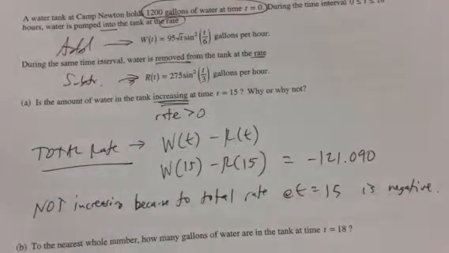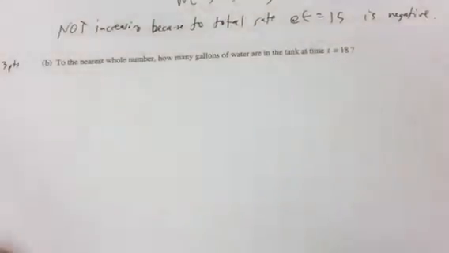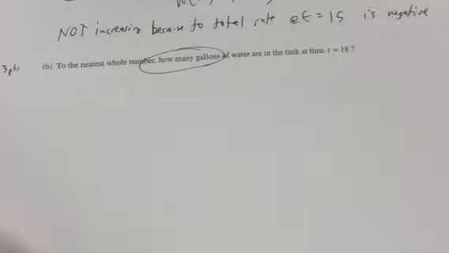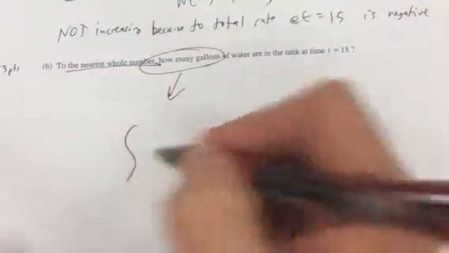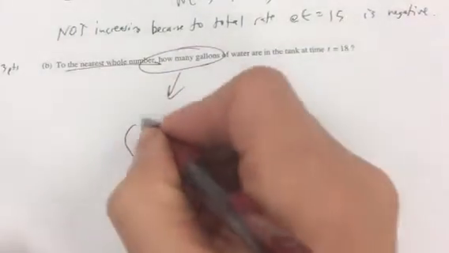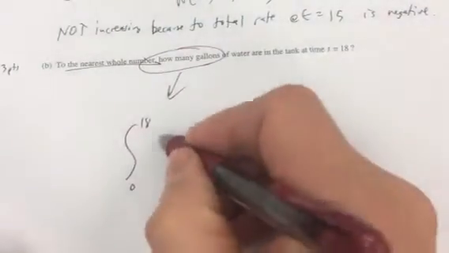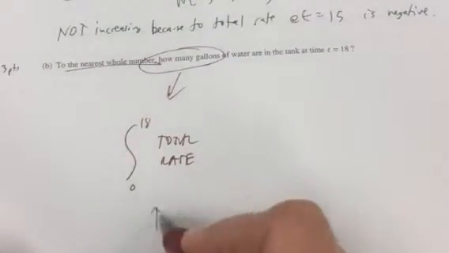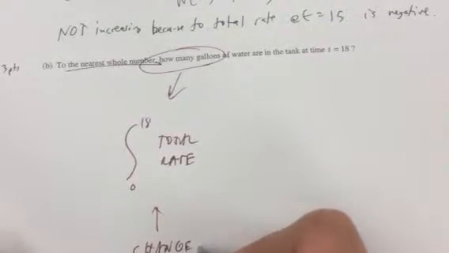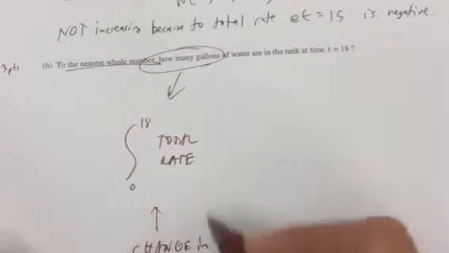Okay, the second part of this problem. To the nearest whole number, how many gallons? Keyword: how many is going to tell you the calculus to do. And of course, when you provide your solution, nearest whole number matters. When you say how many gallons, we don't just want to know the change in water. When you integrate the total rate, that gives you the change in the amount of water on that interval.